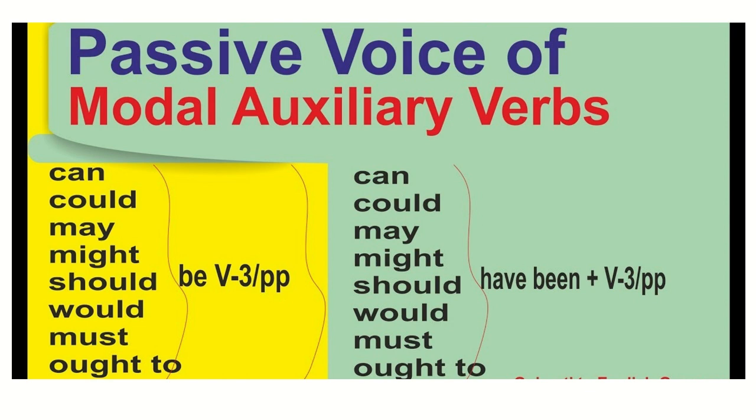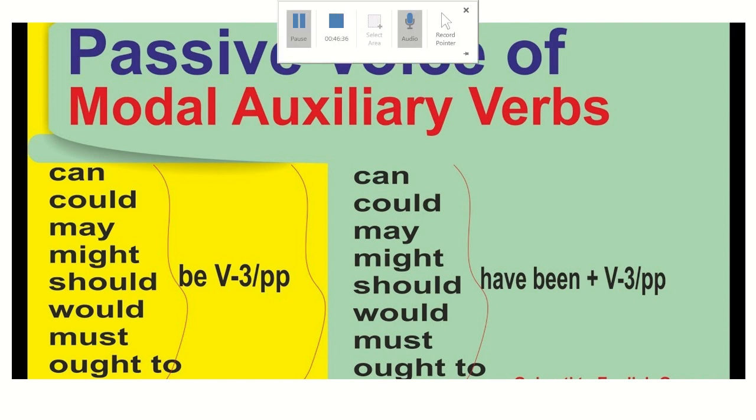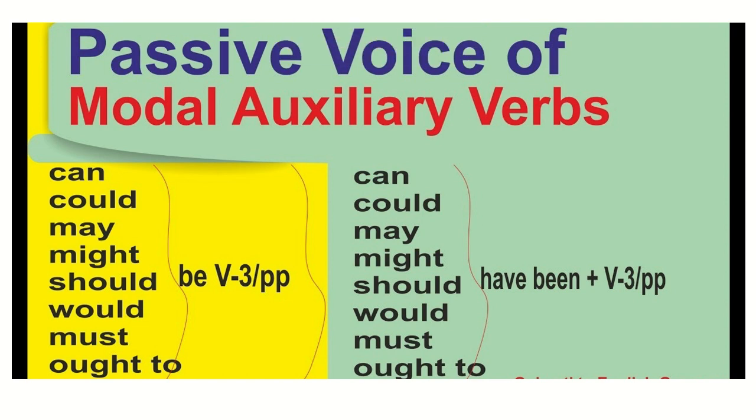You know that we also have passive voice modal auxiliary verbs in the past. So in the past, instead of adding be plus verb 3 after the modal verbs, I have to add have been, then verb 3. So if I have a sentence like, I should have helped you.